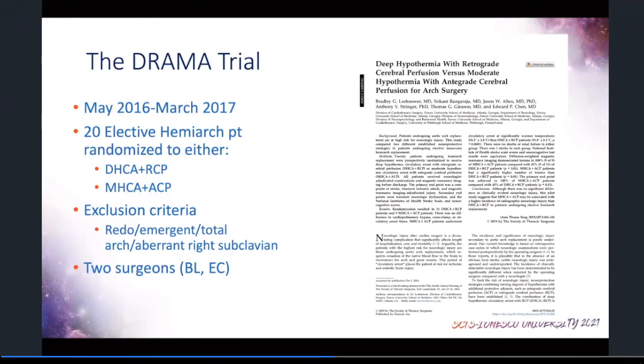We excluded redos, emergency procedures, i.e. type A dissection, those having more aggressive arch reconstruction procedures like a total arch, or those with an aberrant right subclavian artery. And the cases were done by two primary surgeons focusing on aortic surgery.